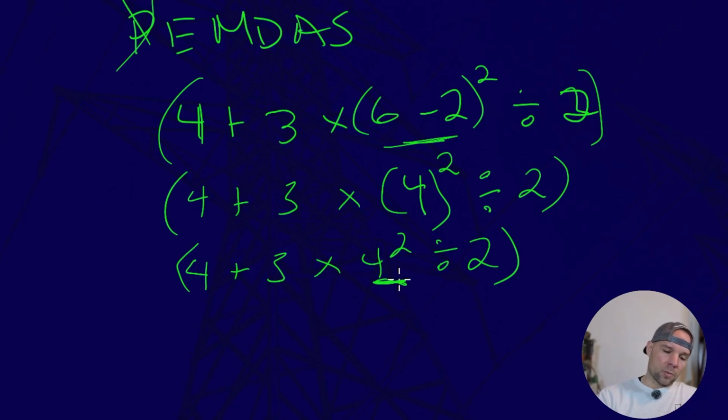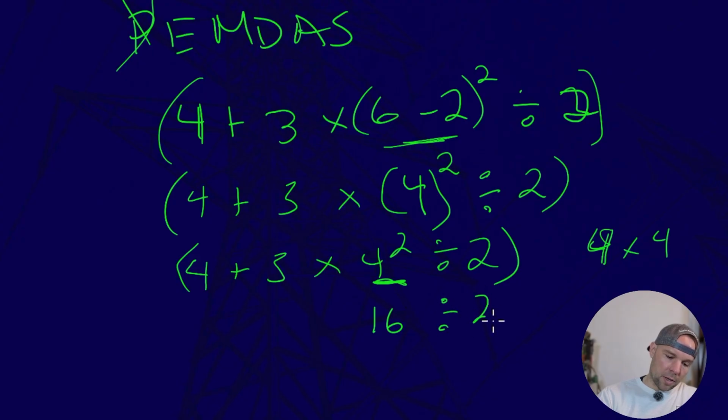So exponents, what this is saying, 4 to the second power, is saying 4 times itself twice. You're going to write 4 basically twice and multiply it. So 4 times 4 is 16. So now we're going to rewrite this so we stay organized with the 4 squared reduced down to 16. So now we have no more exponents.